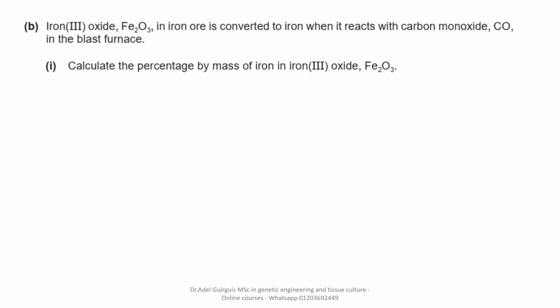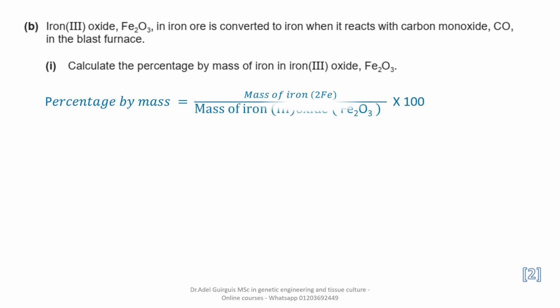Letter B. Iron 3 oxide, Fe2O3, in iron ore is converted to iron when it reacts with carbon monoxide, CO, in the blast furnace. Calculate the percentage by mass of iron in iron 3 oxide, Fe2O3. When we need to calculate percentage by mass, we divide mass times 100. So we need this formula. Look, percentage by mass equals the mass of 2 atoms of iron found in 1 molecule of Fe2O3, divided by the mass of iron 3 oxide, Fe2O3, times 100.